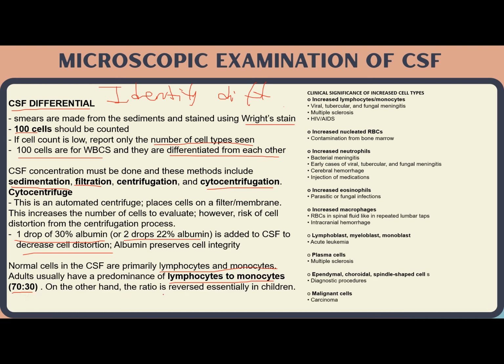On the other hand, the ratio is reversed in children. So 70% are lymphocytes while 30% are monocytes for adults, but in children, it's reversed. When I say reversed, 70% are monocytes, while 30% are lymphocytes. So take note of that. That's for children. Just remember the 70-30 ratio for lymphocytes to monocytes.